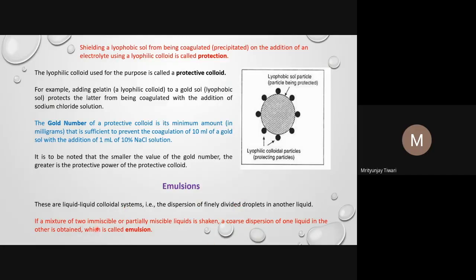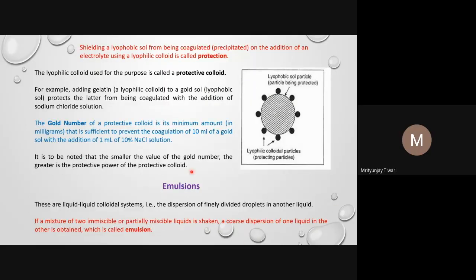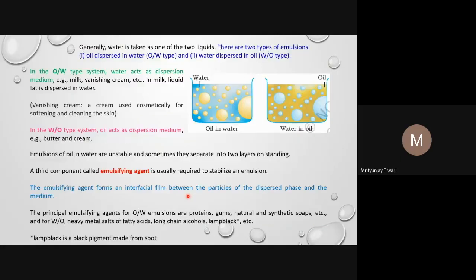So if a mixture of two immiscible or partially miscible liquids is shaken, so these liquids should be immiscible or partially miscible, a coarse dispersion of one liquid in the other is obtained, which is called an emulsion. The coarse dispersion means the larger particle size is there. Generally, water is taken as one of the two liquids. So, in the two liquids that we see when we form emulsions, we consider one of the liquids as water, and based on that, one can have two different types of emulsions.